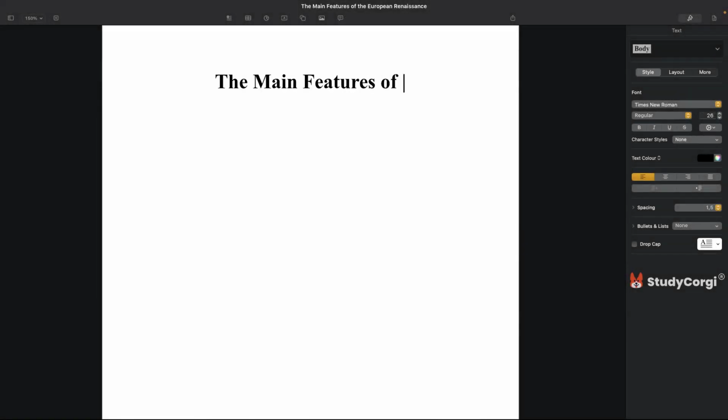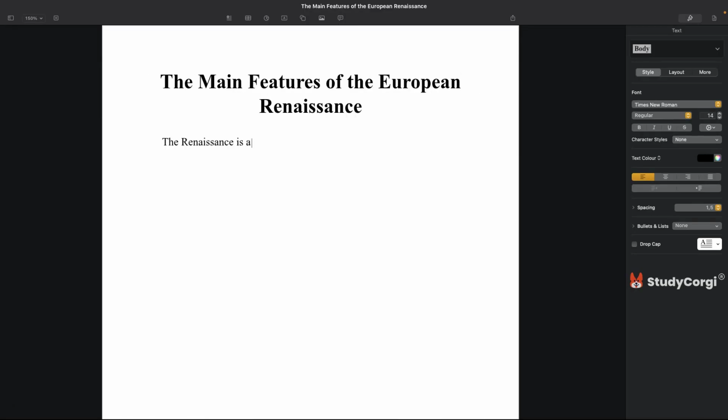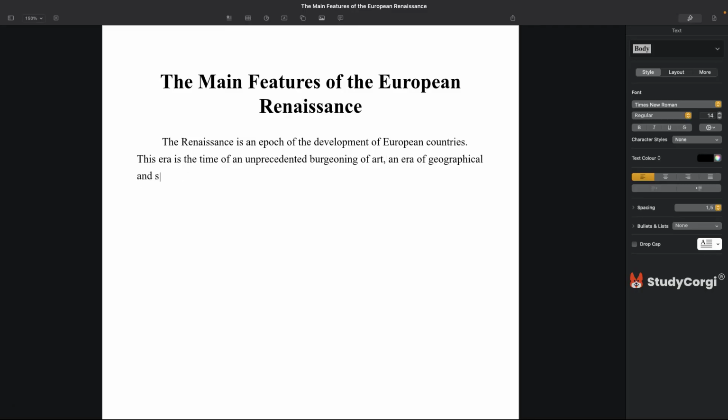The main features of the European Renaissance. The Renaissance is an epoch of the development of European countries. This era is the time of an unprecedented burgeoning of art, an era of geographical and scientific discoveries, and the development of banking, trade, and crafts.